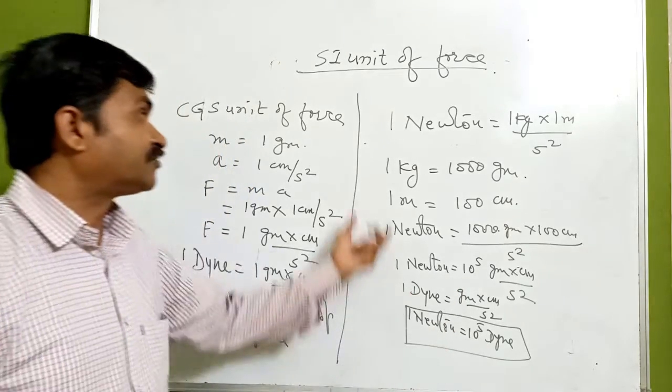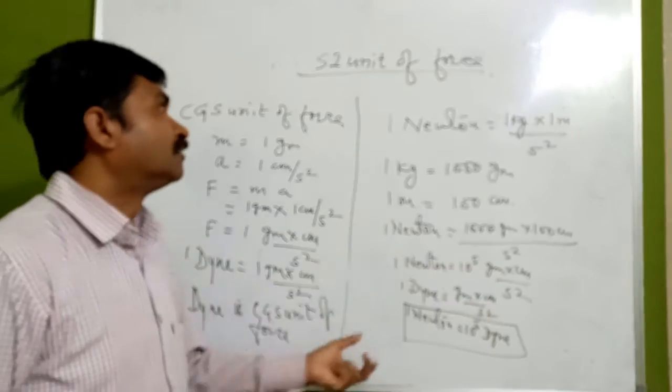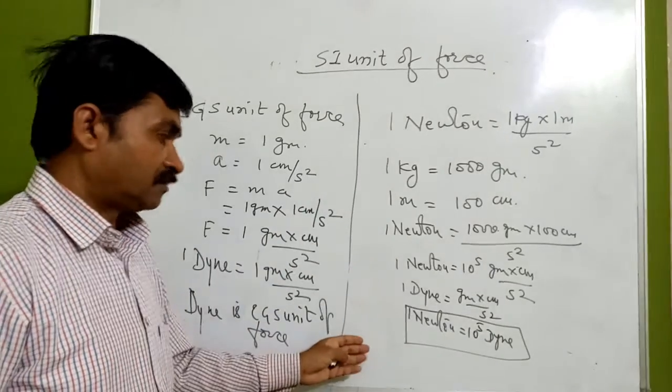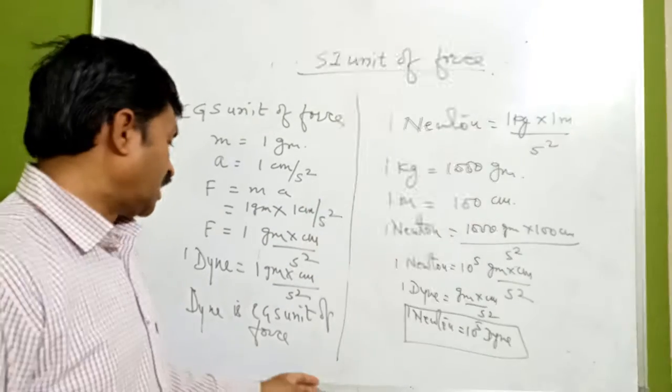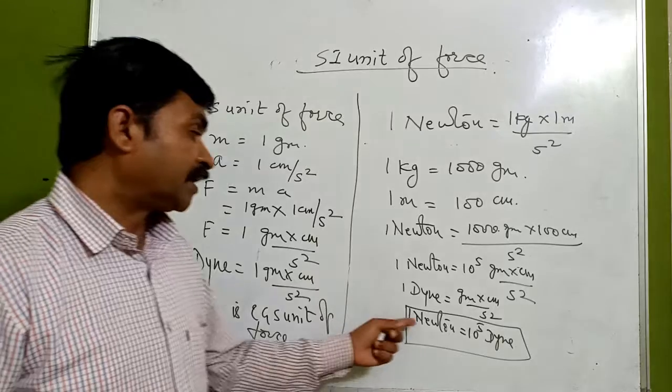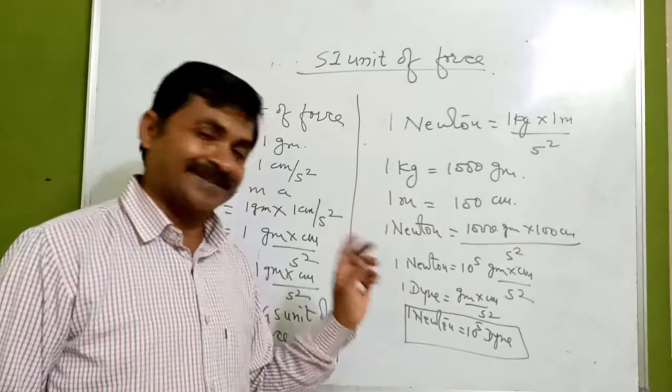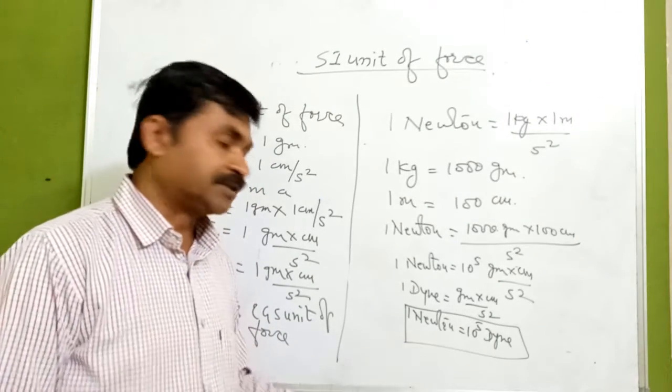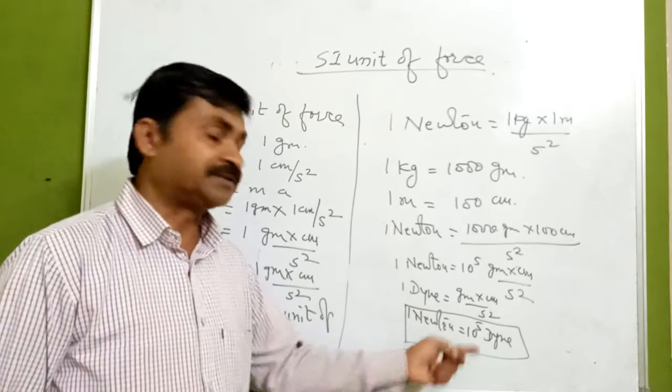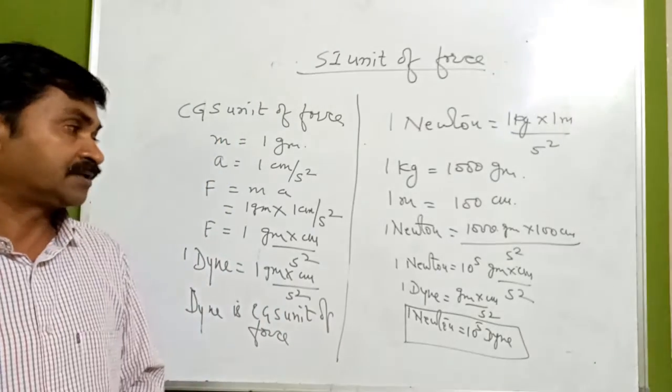So both the units which we have got from this relation, Newton and dyne, are related by 10 raised to the power 5 times. Okay.